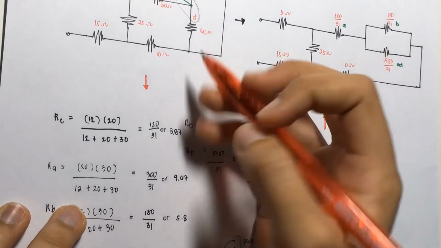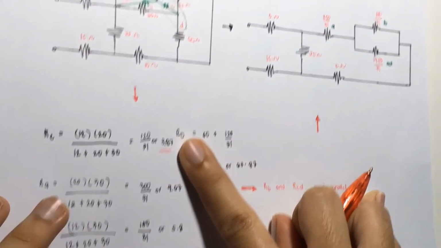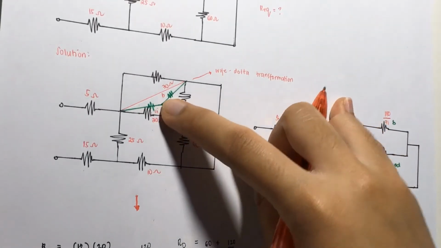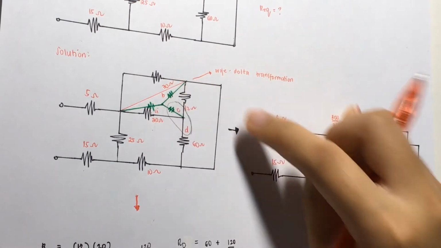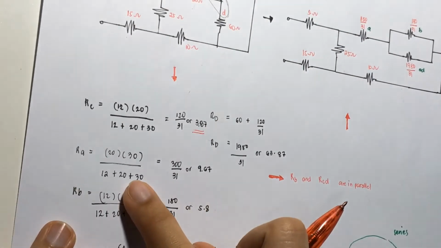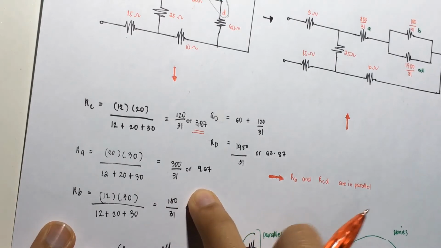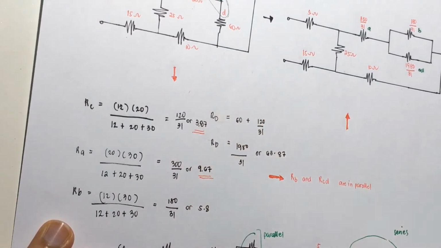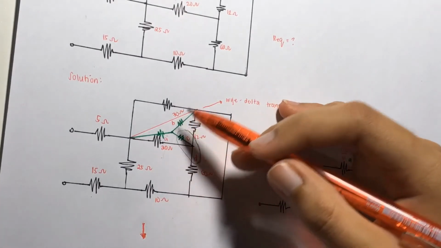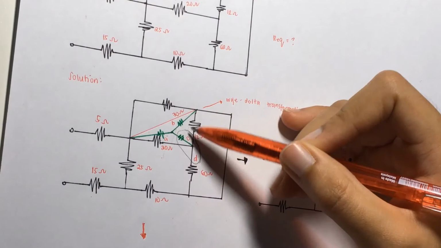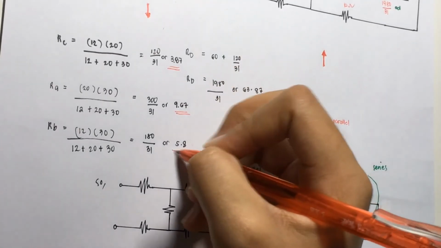And so we will start with C, where we can see that the adjacents are the 12 ohms and the 20 ohms. So here, 12 ohms times 20 ohms over 12 plus 20 plus 30 ohms is equal to 3.87. At A, we can see that the adjacents are 20 and 30, which, when we multiply and divide and add, we get 9.67. At resistor B, the adjacents are 12 and 30, so we get 5.8.